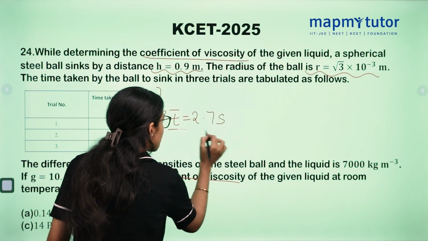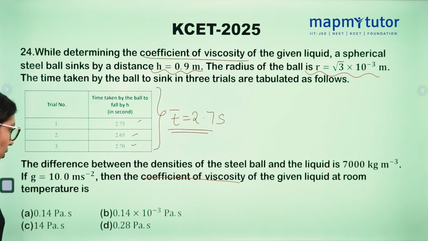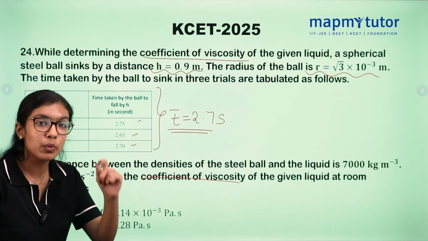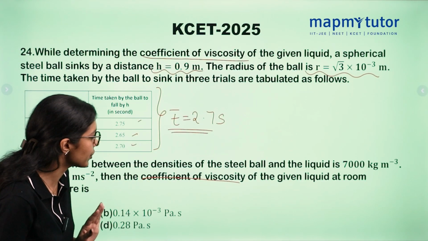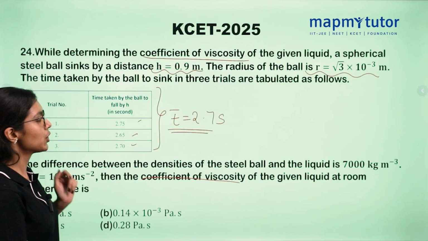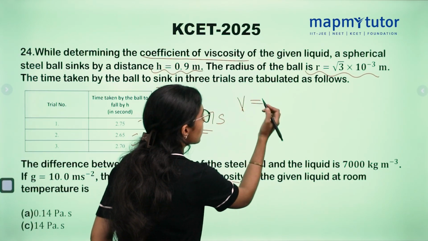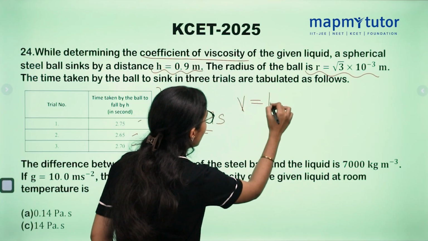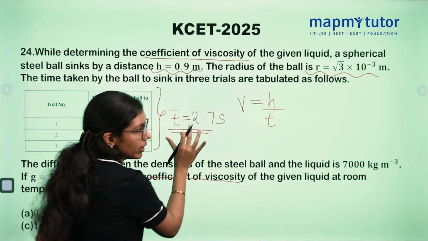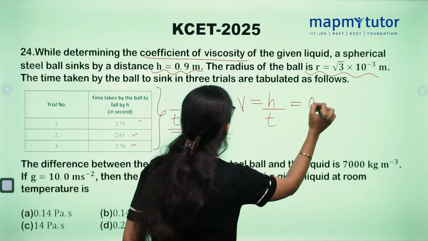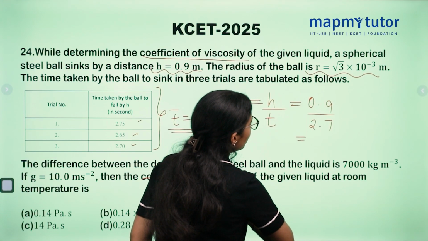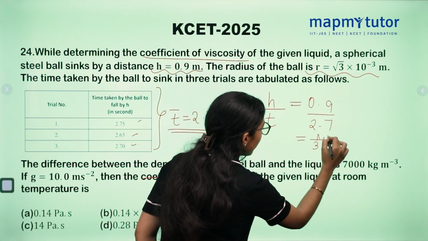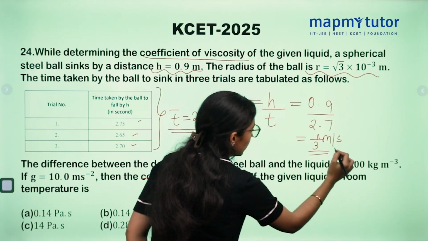2.7 seconds. Now, the coefficient of viscosity we can find out with the help of Stokes' law. In order to do that, we need terminal velocity, which is not given to us. So how will you find terminal velocity? Distance by time. Here distance is h, divided by the average time which we found out. So it will be 0.9 upon 2.7, which comes out to be 1 by 3 meter per second.